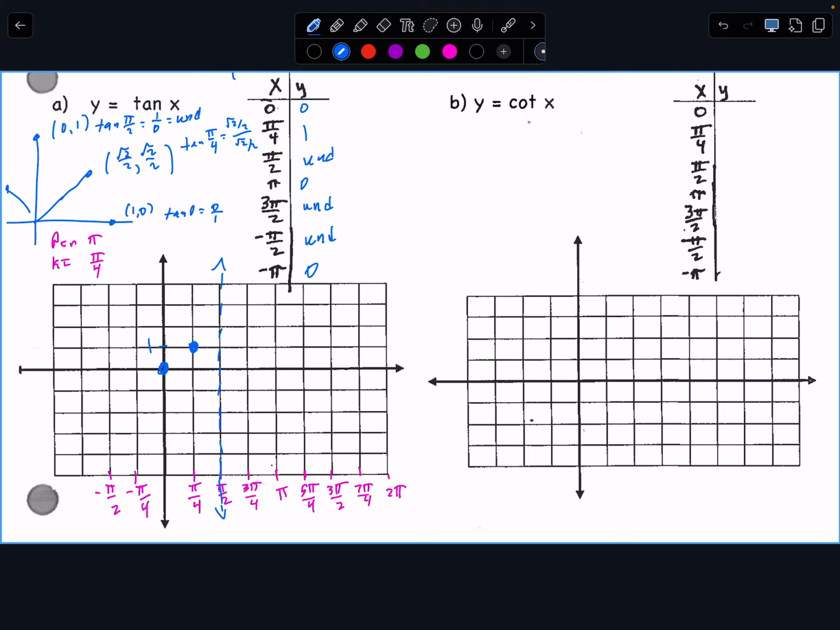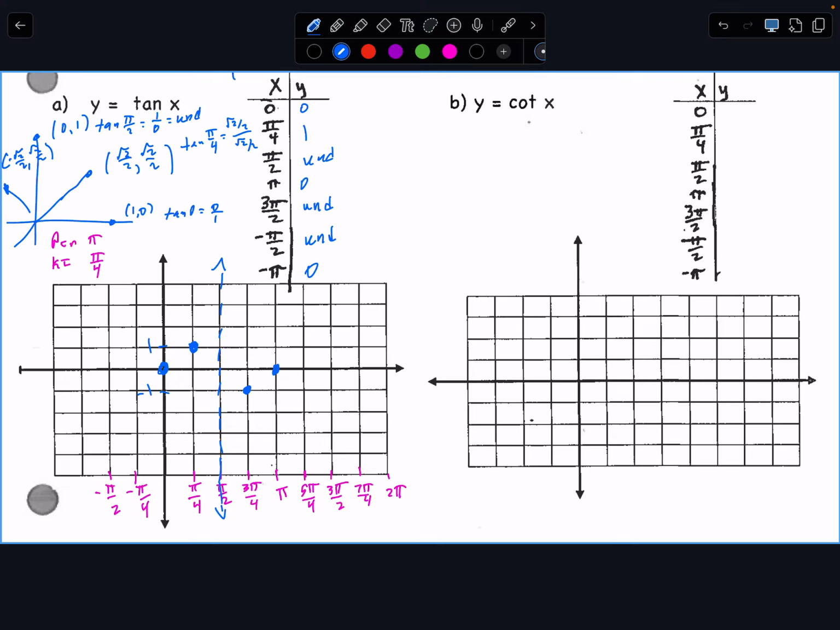It would be over in quadrant 2, and you'd have negative root 2 over 2, root 2 over 2 on the unit circle, and the ratio of y to x will be negative 1. So at 3 pi fourths, tangent is negative 1. These are values that you should be able to use the unit circle to evaluate with. And at pi, we looked at that in the chart, it's 0.